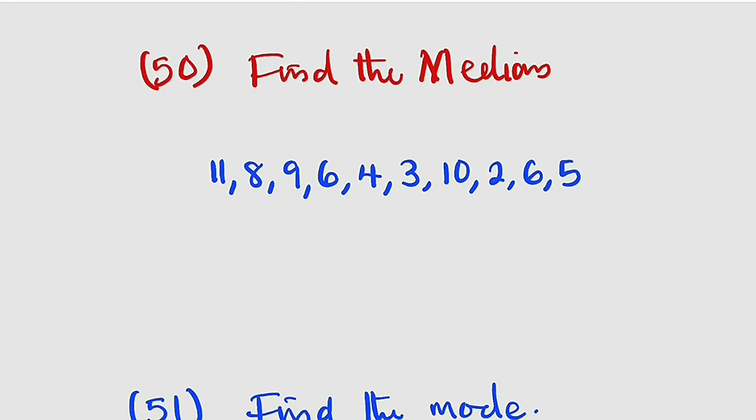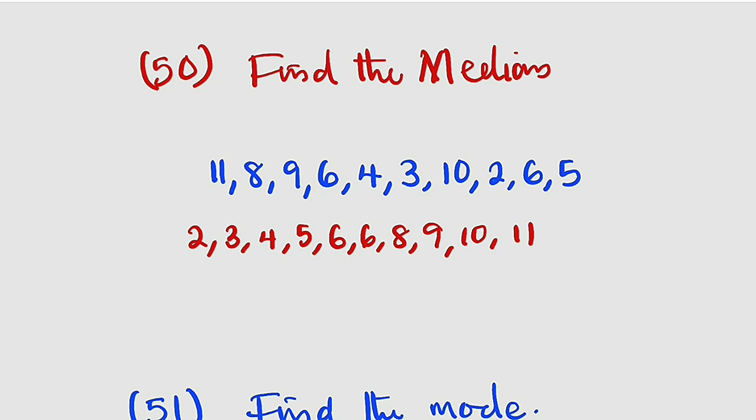First, starting from the smallest is 2, followed by 3, followed by 4, we have 5, we have 6 twice, we don't have 7, but we have 8, we have 9, we have 10, and we have 11. So we have arranged our values in ascending order, so we need to pick that middle number. But in this case, you can see that we have two numbers that appear in the middle, right? Because we have 6 here, we have another 6 here, so we have 2 at the middle.